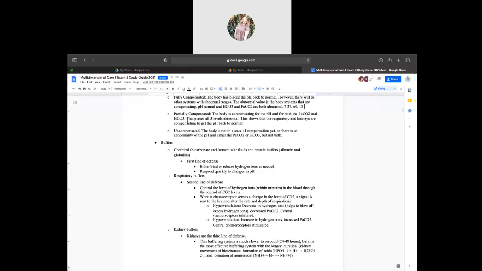Partially compensated ABGs is when all three levels are going to be abnormal, meaning that the pH is abnormal and both the PaCO2 and the bicarb are also abnormal. So the respiratory system and kidney systems are both compensating to get that pH back to a normal range. So this is how you may see a partially compensated ABG.